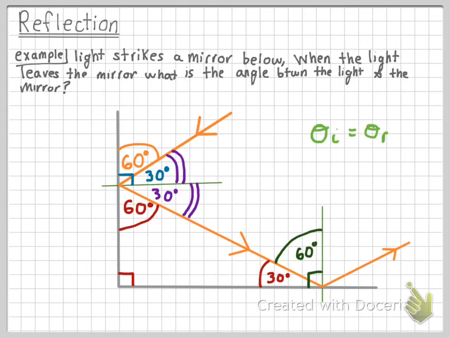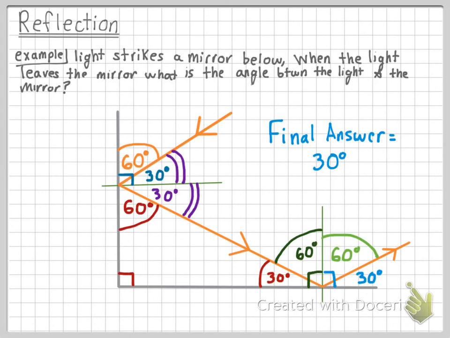So the light is reflected off of the interface, and we know that the incident angle and the reflected angle are going to be the same, so this is going to be 60 degrees. Lastly, we can find that the angle between the light and the mirror off of the reflected wave is going to be 30 degrees.